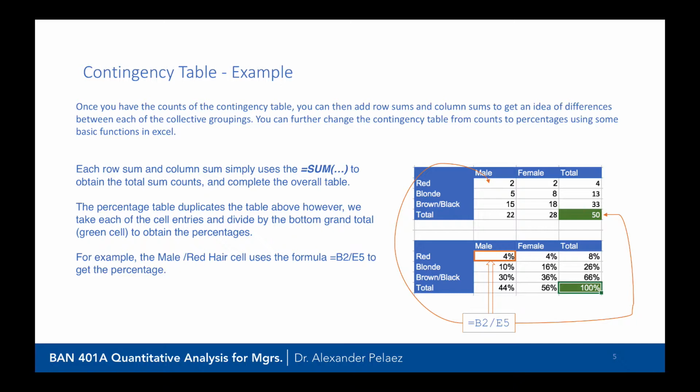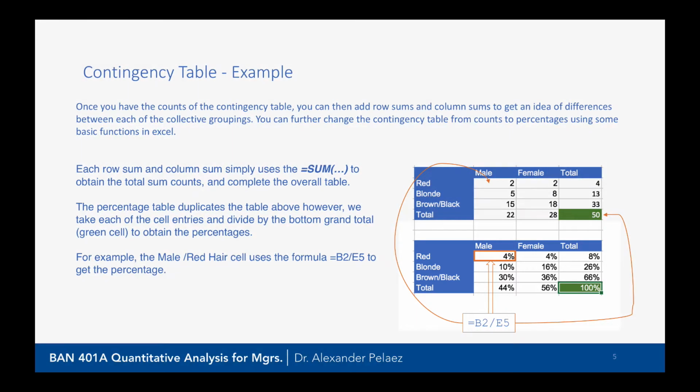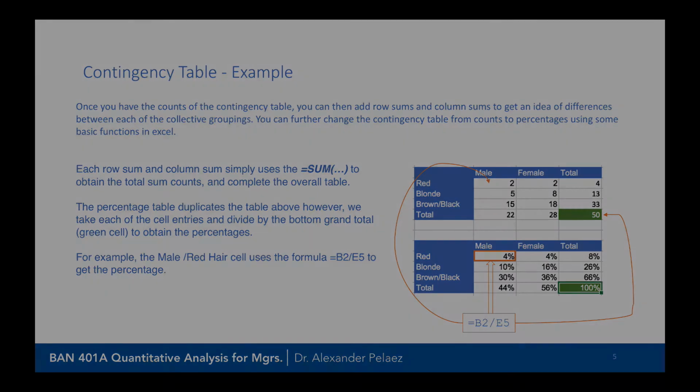What's also important is that we might want to create another table which will calculate the percents from the grand total, which is the box in green. This will give us an idea of the percentage and probability of having those particular types of students. In this case, we had 4% male with red hair, 4% female with red hair, and that would constitute the probability of having someone with female red hair or male with red hair.